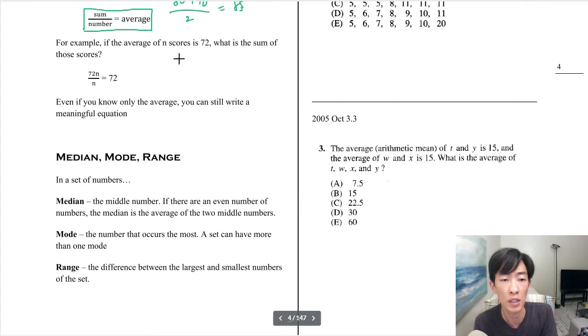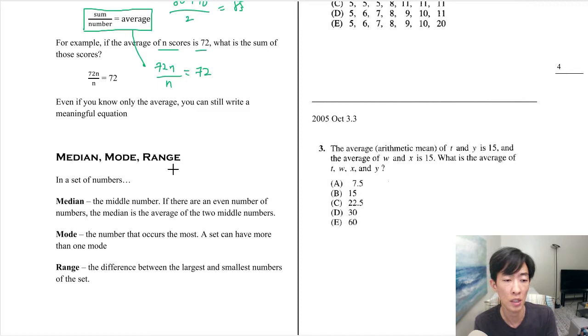Something else to be aware of on the SAT, let's say they don't give you all the information. What if they say something like the average of n scores is 72? What is the sum? So using the average equation, I kind of wrote it over here. You've got the average, which is 72. You also have the number of elements, which is n. Now, even though you don't know the total, you can write a meaningful expression for this, which is 72n, because if you multiply 72 times n, you're going to be able to fill this in. The reason I point this out is because this is going to be useful on the SAT, and I'll show you in some example problems afterwards.